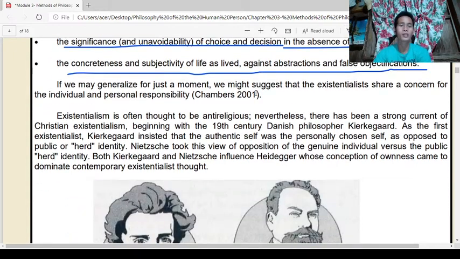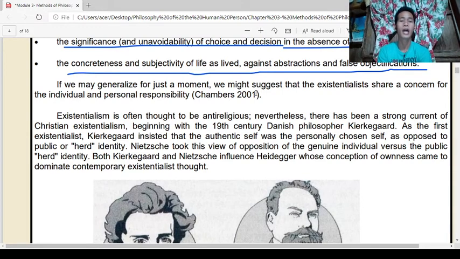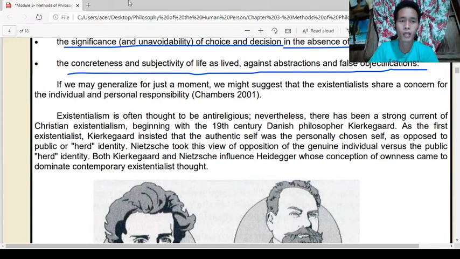objectifications. If we may generalize for just a moment, we might suggest that the existentialists share a concern for the individual and personal responsibility. Existentialism is often thought to be anti-religious. Nevertheless, there has been a strong current of Christian existentialism, beginning with the 19th century Danish philosopher Soren Kierkegaard. Why do you think so? Existentialism is often thought to be anti-religious, by exercising one's choice or freedom.